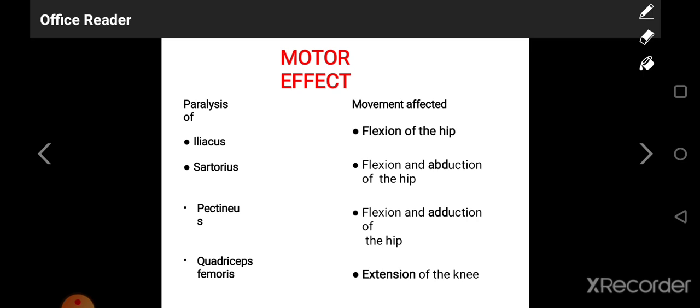If there is entrapment of the femoral nerve, or injury to the femoral nerve, it causes effects like paralysis of iliacus, sartorius, pectineus and quadriceps femoris. Because of these paralysed muscles, the movements affected are loss of flexion of the hip, flexion and abduction of the hip, flexion and adduction of the hip, and because of the injury to the quadriceps femoris, there is loss of extension at the knee.